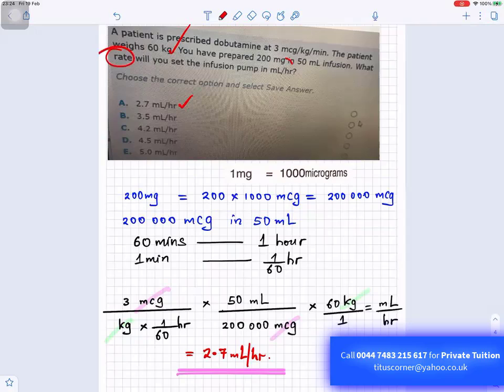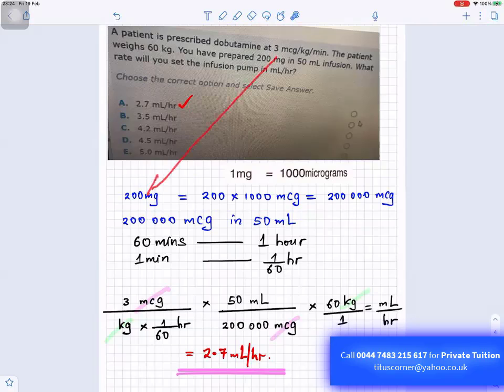Rate, milliliters per hour. Rate is something divided by time. Rate is volume divided by time in this case. So what we want to do is to look at the units. Let's start with converting units.